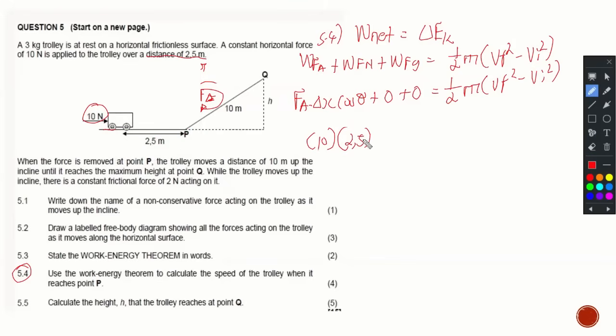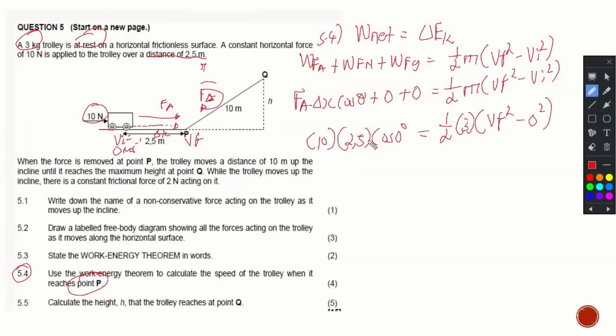And then cos theta, we are working with the force applied. And as we can see, it's moving in the same direction as the displacement. That's your force applied. That's your displacement. The angle should be 0 degrees. Now 0 plus 0 is just 0. So we can just leave it like that. And then we have half. The mass of the trolley is 3 kg. And then what's the final velocity? That's the velocity we are trying to calculate when it reaches point P. So Vf here, and then V initially, it's from rest. So 0 meters per second. So we have Vf squared minus 0 squared.